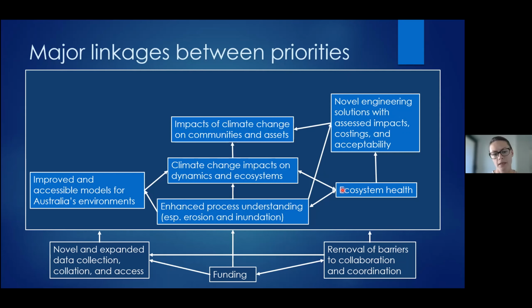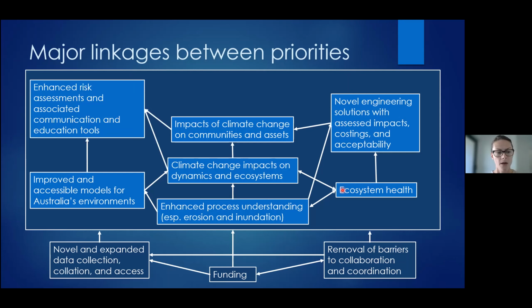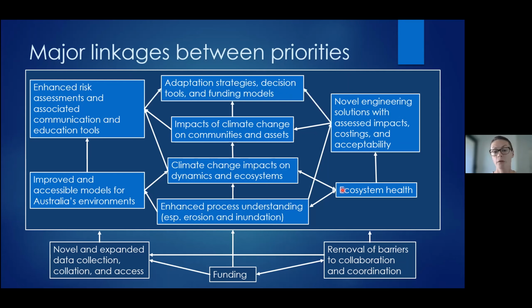Once we start to have a better understanding of climate change impacts on dynamics and ecosystems and our novel engineering solutions, we can start to look at the impacts of climate change on our communities and on the assets that we have in the coastal region. And then all of these things, these accessible models, climate change impacts on dynamics, and climate change impacts on communities and assets, will help us develop enhanced risk assessments. And then from there, we need to work on the associated communication and education tools so that our communities can make informed decisions to best manage their coastlines. And ultimately, all of this drives into better adaptation strategies, better decision tools, and better funding models to help us manage our coasts as best we can.